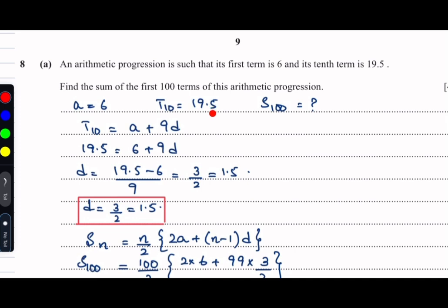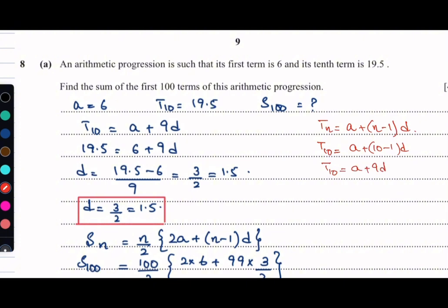So it's T10, which is 19.5, and by the term formula, what I know is that Tn is equal to a plus n minus 1 times d. So it's the 10th term which is given to us, so I can substitute my n as 10 to get a plus 10 minus 1 times d, so that I can say T10 is equal to a plus 9d. So this is how I have obtained T10, which is equal to a plus 9d. T10 is given, it's 19.5. A is also given, that's 6. And then I can find out the value of d, which should be 19.5 minus 6 divided by 9, which comes out to be 3 by 2 or 1.5. So I have the common difference also, which is 1.5.